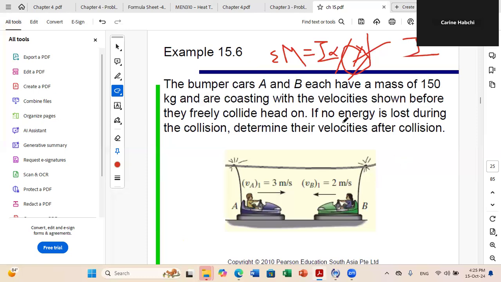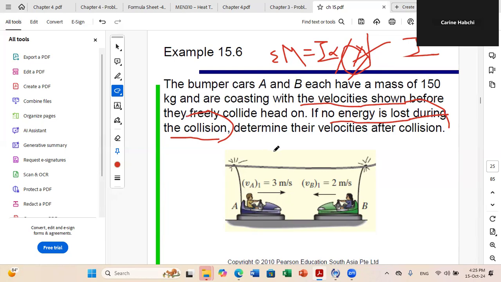Another problem. Two cars A and B each have a mass of 150 kilogram and are coasting with the velocities shown before they freely collide head-on. If no energy is lost during collision, determine their velocities after collision. What do we mean by this sentence? This means that because of collision, you don't have any losses. So the total kinetic energy before is equal to the total kinetic energy after. This is what we call elastic collision.